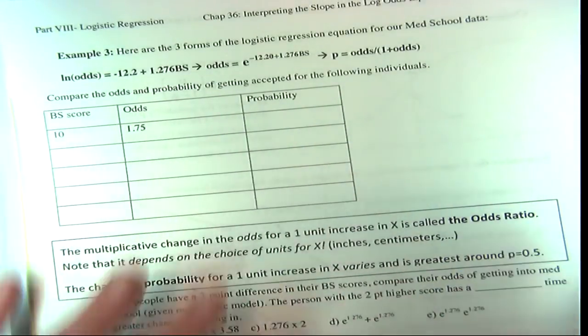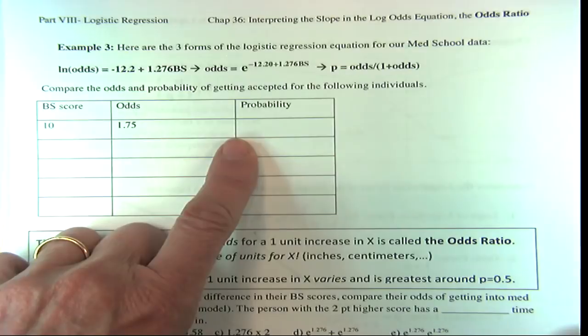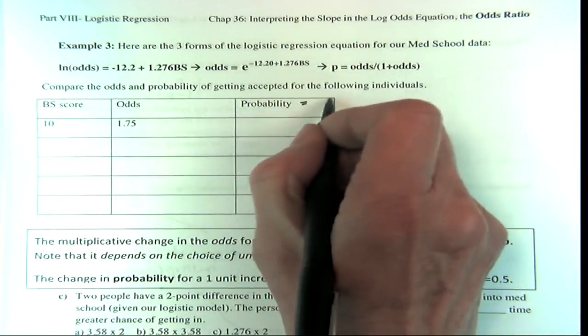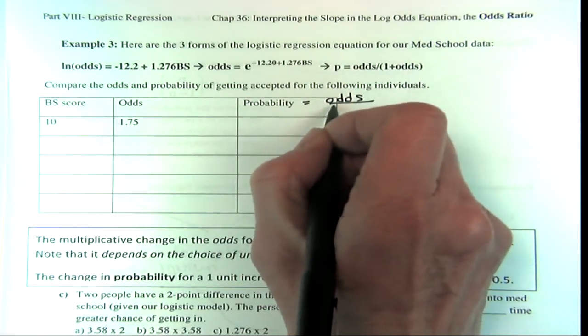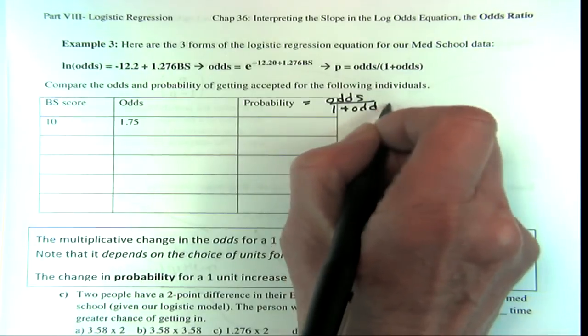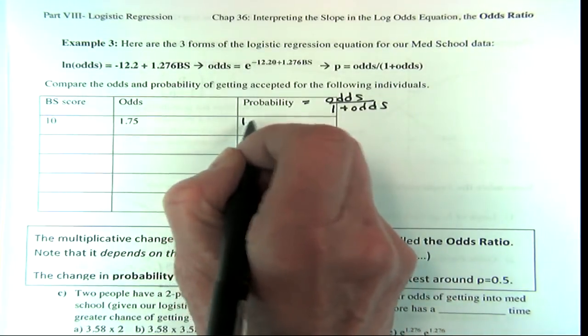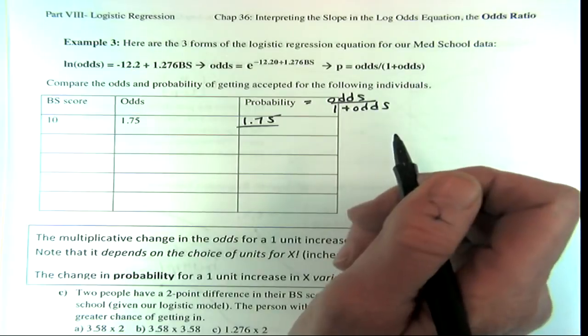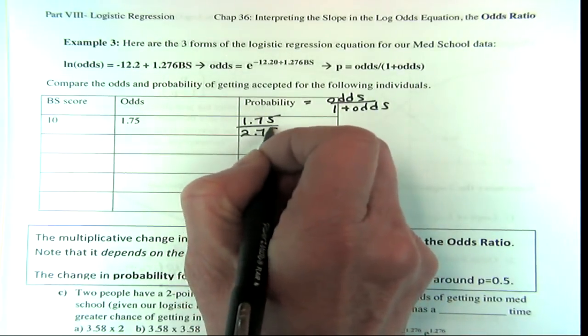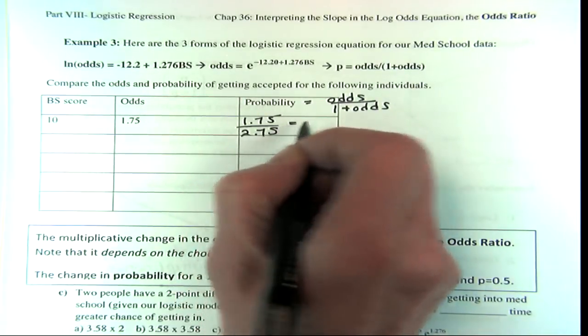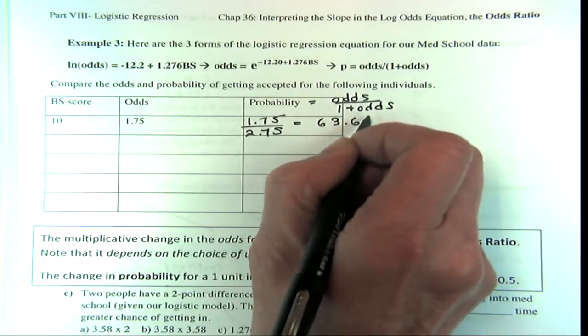All right, so we got that. And so now our probability of getting in, remember, the probability is just going to be odds over 1 plus odds. So that will be 1.75 over what? 2.75, which is equal to 63.6%.